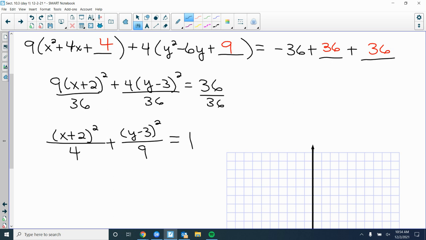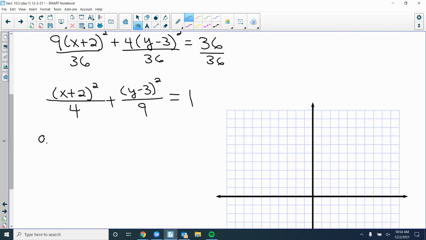All right, so a squared is the bigger number. a squared is 9, which means a is 3. b squared is 4. b is 2. So our center is -2, 3. So you go over -2, up 3, 1, 2, 3. Okay, you got a point there.